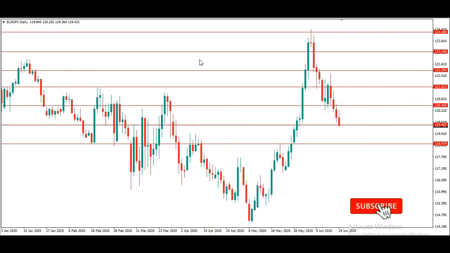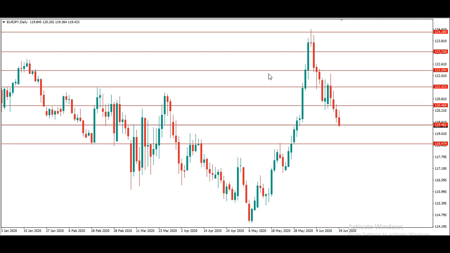So, in this week's forecast, I'm going to be talking about Euro JPY, Pound CAD, and AUD CHF. As usual, I'll be analyzing these pairs from the daily time frame into the 4 hours time frame, showing what I'll be expecting to present itself on this pair.